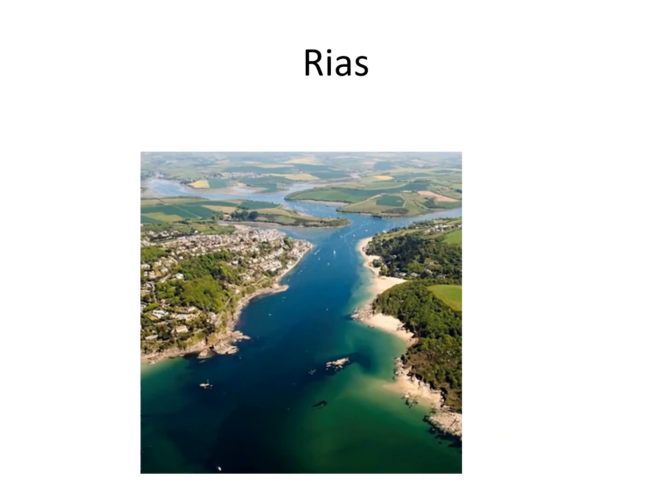Now, this is very similar to a fjord, except the difference is here that actually this is a river. So this is a river system that has basically formed during the last ice age. The sea level has risen. Now, these are particularly typical in southern England, where we know that we've got sea level rise quite rapidly.